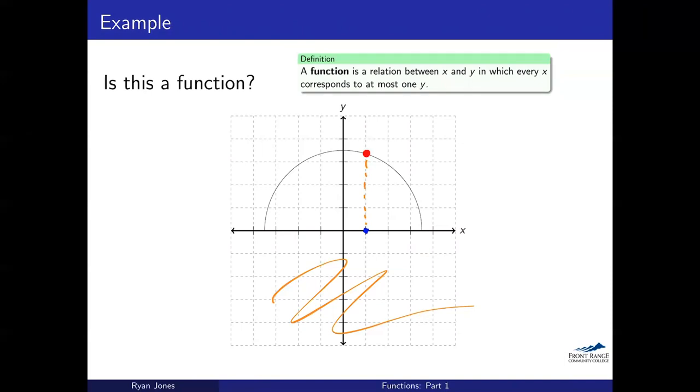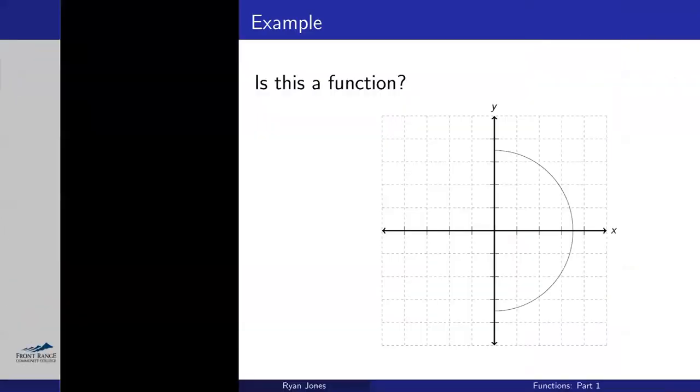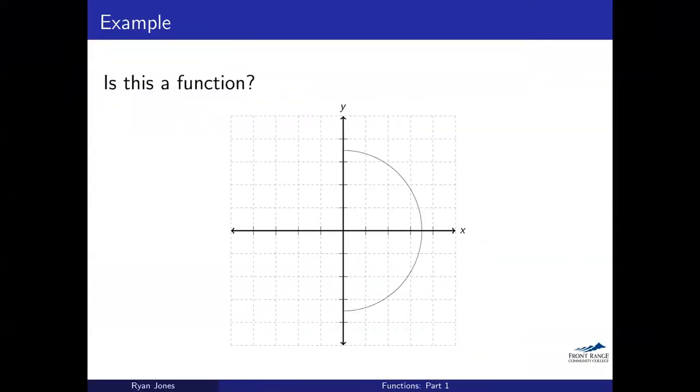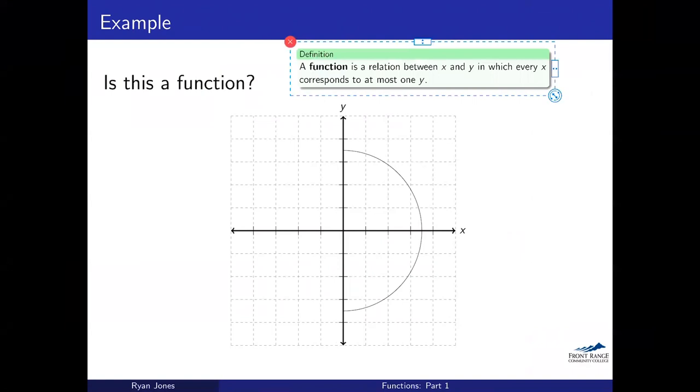Probably you can guess the next example. Instead of the top half of the circle, I'm going to do the right half of the circle. And in this case, this will not be a function for really the same reason that the circle wasn't a function. If I have an x value here, there are two different y values that satisfy the function itself. And so this would not be a function.